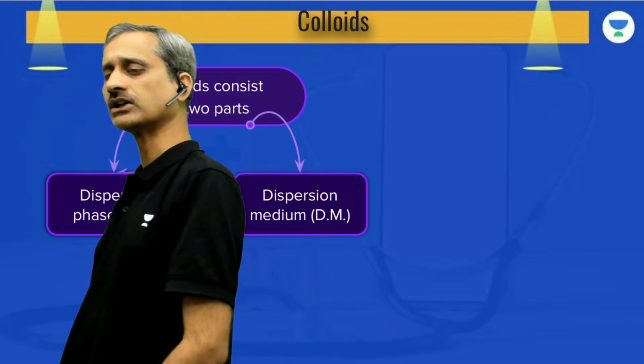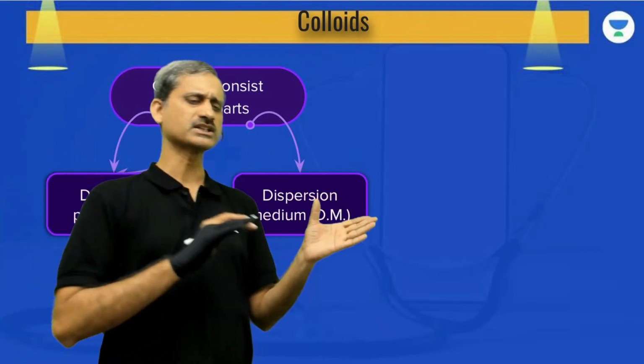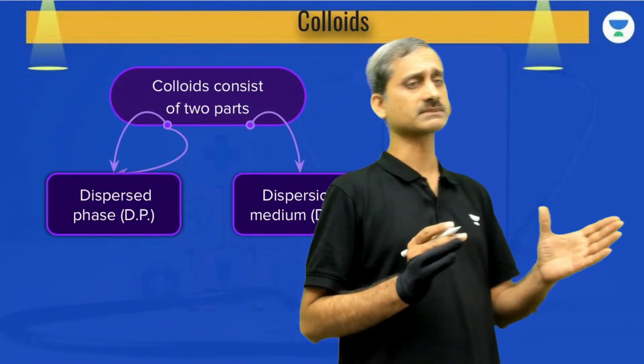So here we have the colloids. Now colloids consist of two parts. One is called the dispersion medium, another one is called the dispersed phase.